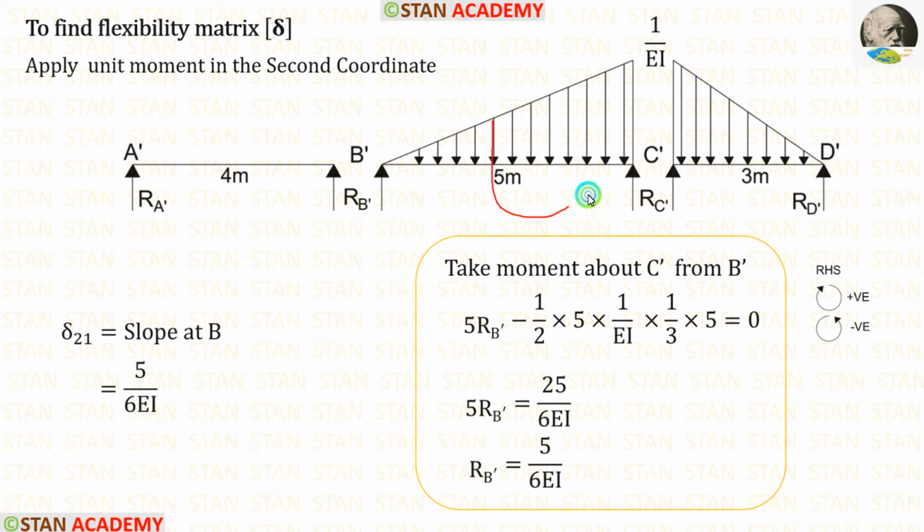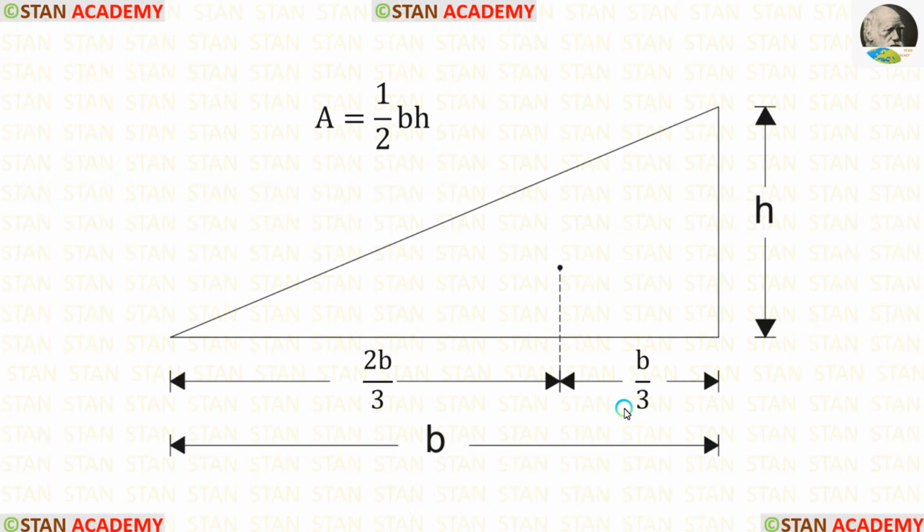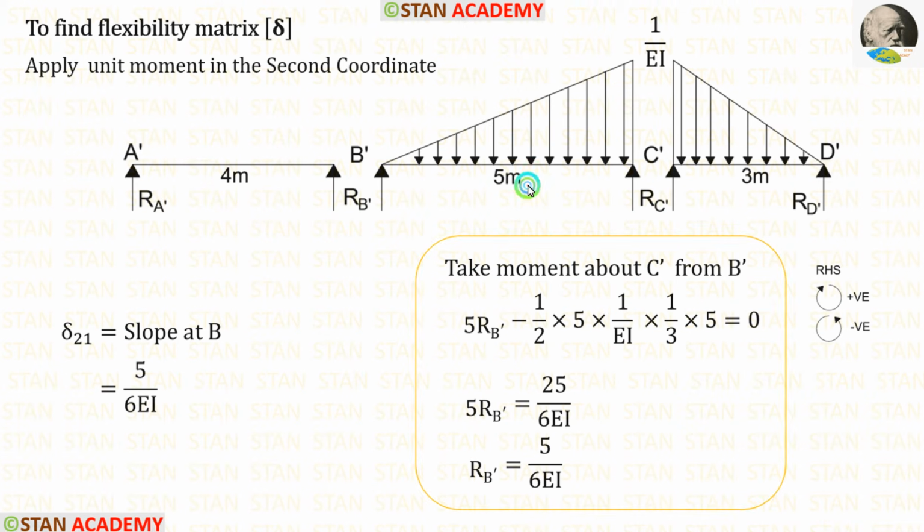The UVL is acting towards the point C dash in the anti-clockwise direction, so it will be negative. For the UVL, we have to multiply the area with the centroid distance. The area is half into 5 into 1 upon EI. In this triangle, the centroid distance towards the right is b upon 3. Here the breadth is 5 meter, so 1 upon 3 into 5. Finally for RB dash, we are getting 5 upon 6 EI.